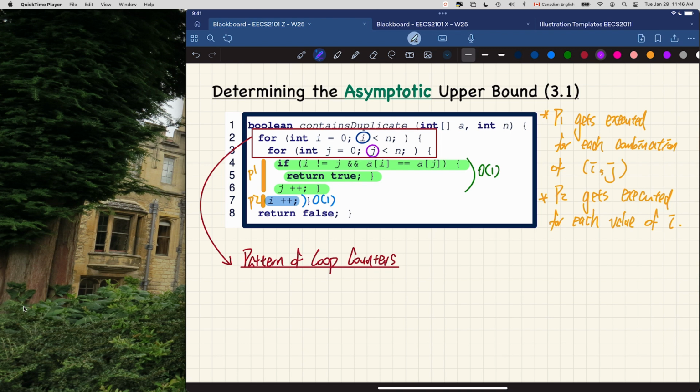Let's start with I, because I is the outer one. What would be the possible values for I? Let me ask this way. How many possible values are there for I? How many? Okay, n possible ways, right? Because we got from 0 all the way to n minus 1, right? It's kind of similar to what we did earlier about find max, right?